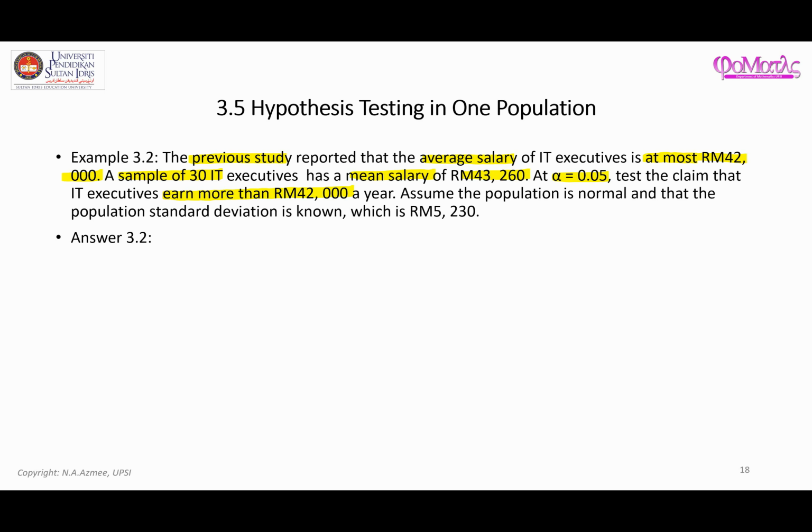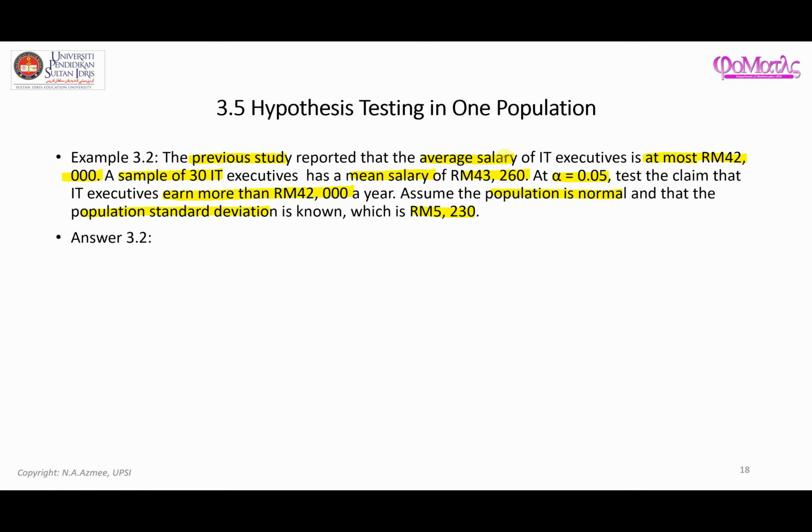Assume the population is normal, and the population standard deviation is known, which is 5,230 ringgit. Okay, so now we are going to translate all these words into mathematical symbols.